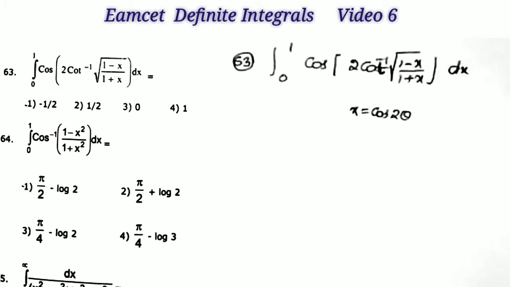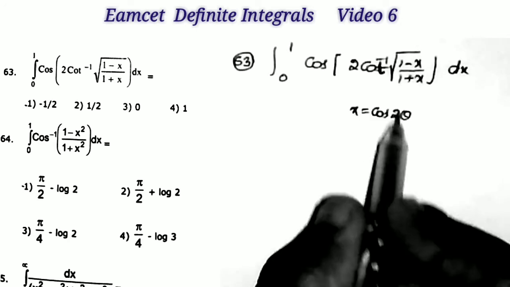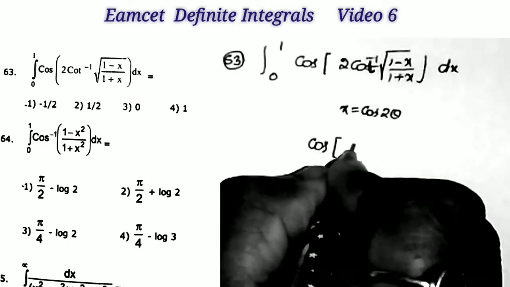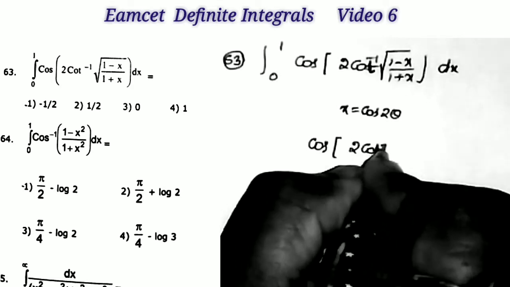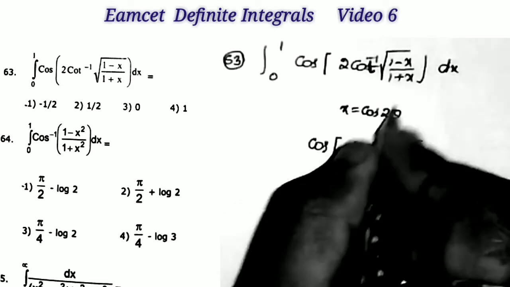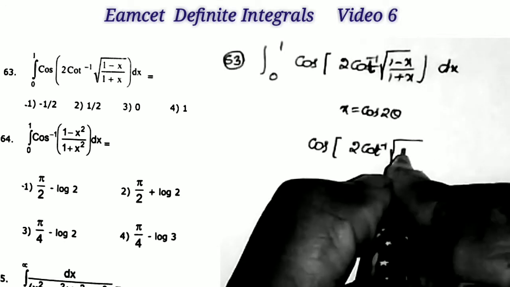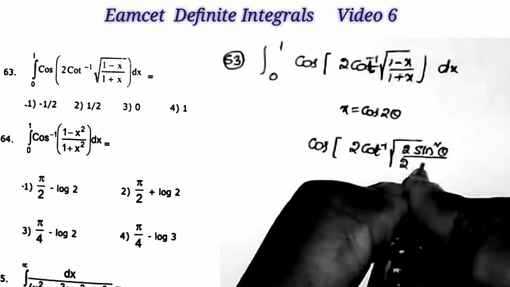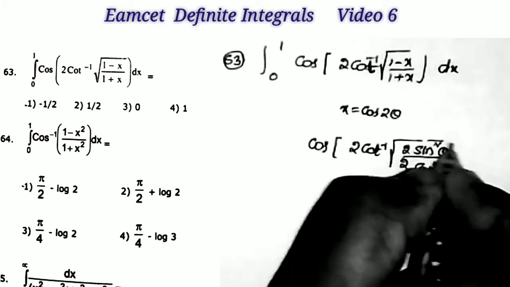Now the next question, sum number 63, integral 0 to 1 cos of 2 cot inverse of square root of 1 minus x by 1 plus x into dx. Now to solve this question, to take the simplification of the given question, first I replace x is equal to cos 2 theta in the given function. Then the given function is changed as cos of 2 cot inverse of square root of 1 minus cos 2 theta by 1 plus cos 2 theta. 1 minus cos 2 theta is equal to 2 sin square theta and 1 plus cos 2 theta is equal to 2 cos square theta.